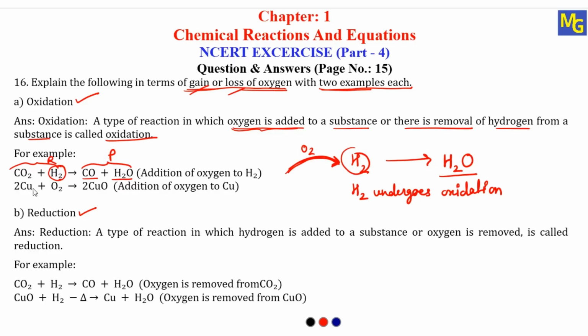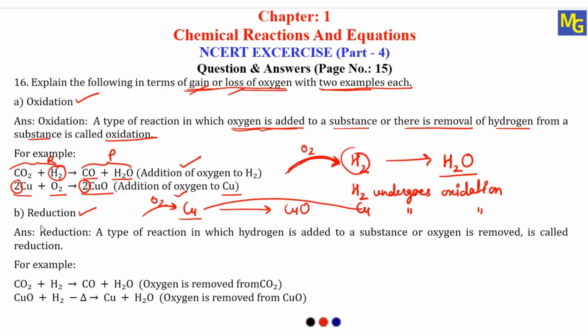Now see the second one: Cu + O2 gives CuO. This 2 is just used to balance the reaction. So the reaction is copper plus oxygen gives copper oxide. If you see, it was copper, and at the end of the reaction it has become copper oxide. So oxygen is added to this copper, therefore copper is also undergoing oxidation. So these are the two examples of oxidation. I have written in the bracket: addition of oxygen to hydrogen, addition of oxygen to copper.